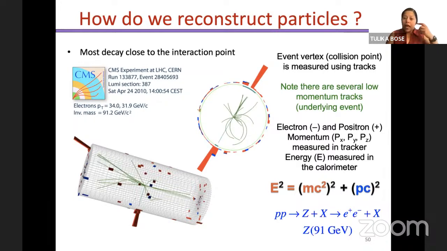And so if you can, for example, look for a decay where the Z decays into an electron and positron, by figuring out the electron and positron, you can get the invariant mass of its parent particle. And if you find that its invariant mass is 91 GeV, which is the mass of the Z boson, you've got it.